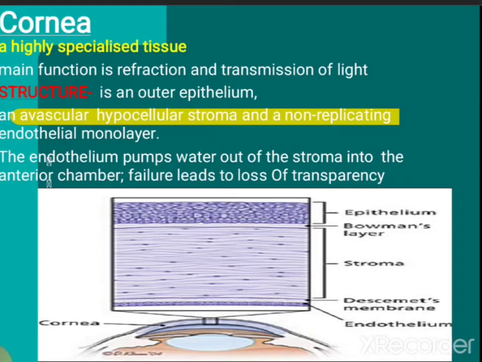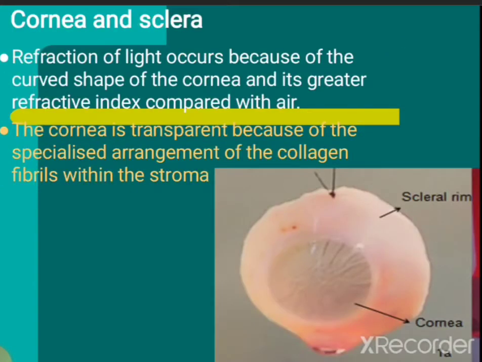It is a highly specialized tissue, and the main function is refraction and the transmission of the light. So this is the main function of the cornea, and the structure we have discussed in the previous image. In this diagram we can see the sclera and the cornea. It is the original view of the sclera and the cornea. Cornea in the anterior part and the sclera in the posterior part.